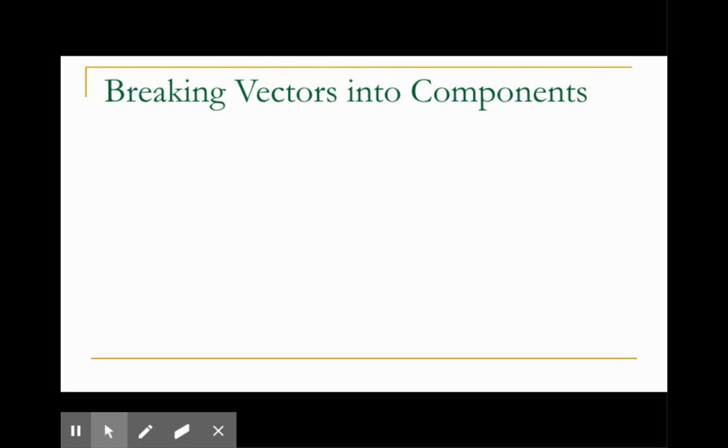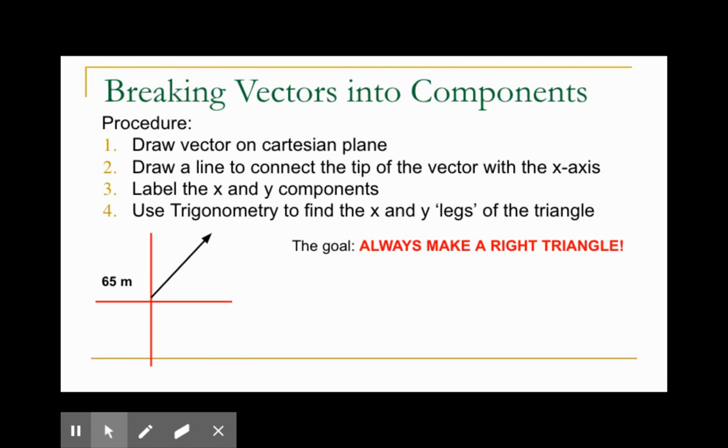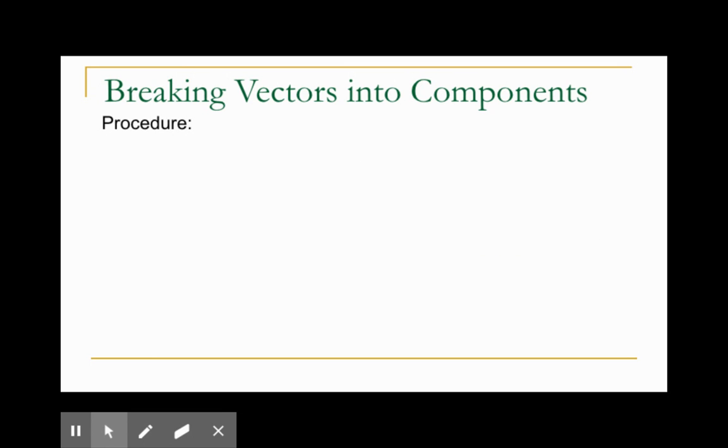Okay, let's pretend that r is 65 meters and theta is 25 degrees north of east. Okay, so we're given r and theta. We need to find the x and the y components.